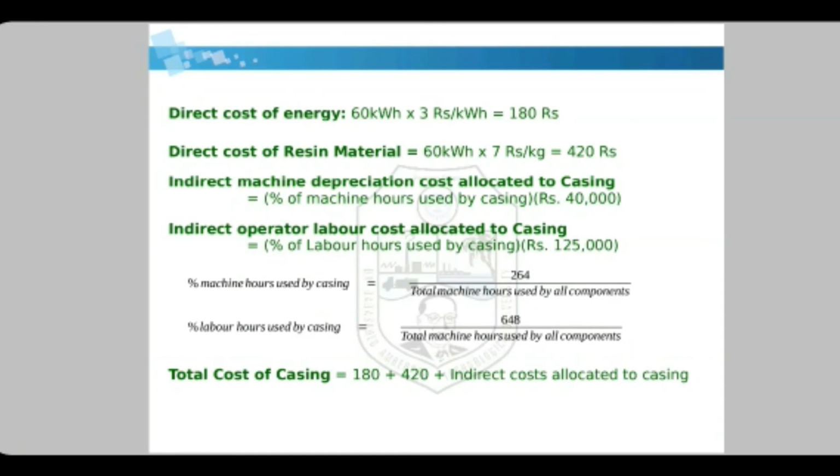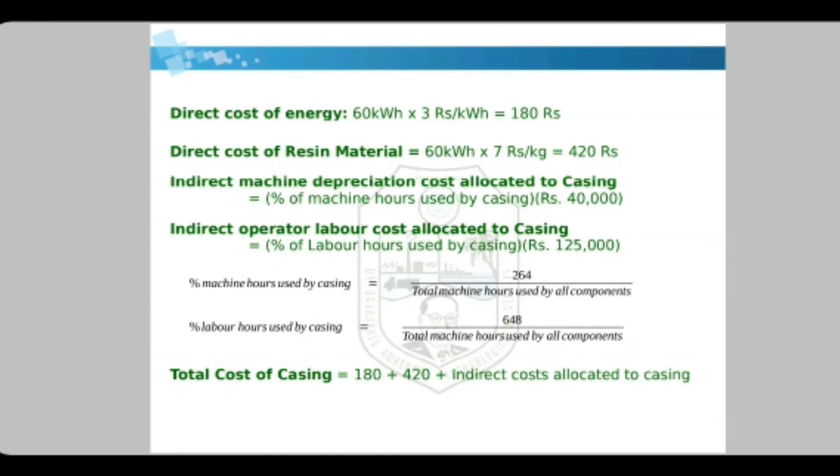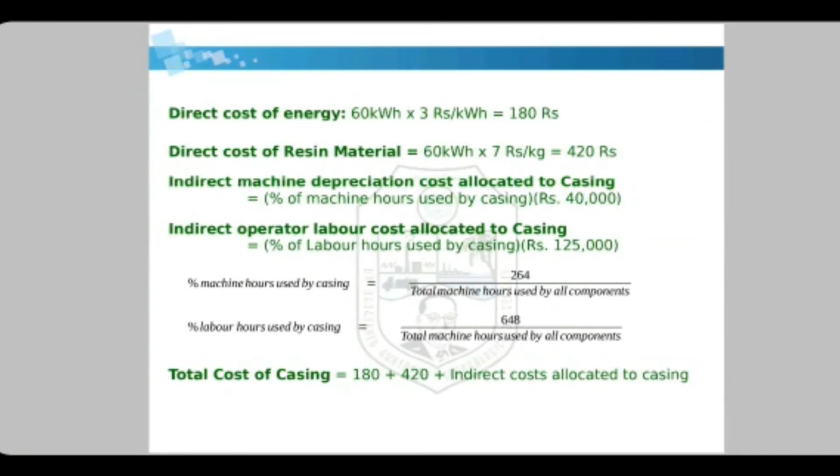So that is what is written in this particular slide. Go through the example once again and go through the solution once again, so that you will understand it in a better manner. So we will stop here for today.